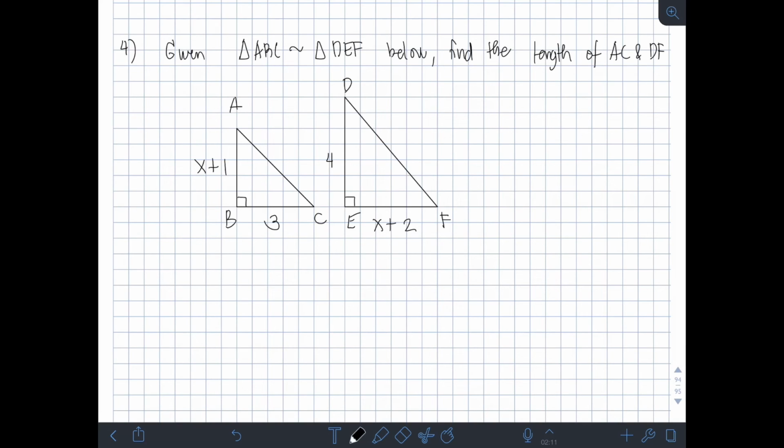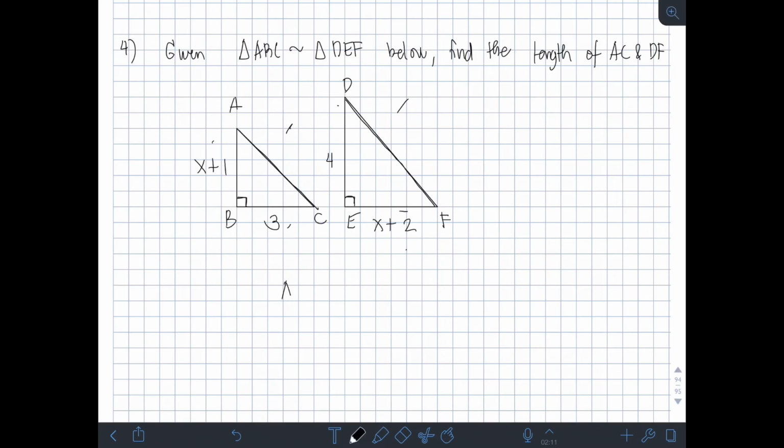Okay, so actually, meron tayong dalawang similar right triangles kasi meron silang 90-degree angle. So, hanapin daw natin yung length AC, which is yung hypotenuse nila, tsaka DF. So, given lang tayo dito is yung length nung BC na 3, tapos yung AB is x plus 1, and then yung EF is x plus 2, and then yung DE is 4. So, dahil similar sila, so pwede natin i-apply yung corresponding sides proportional.